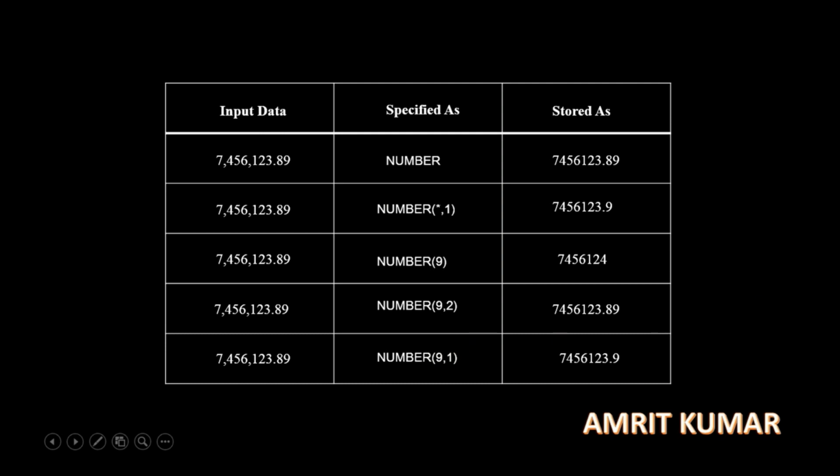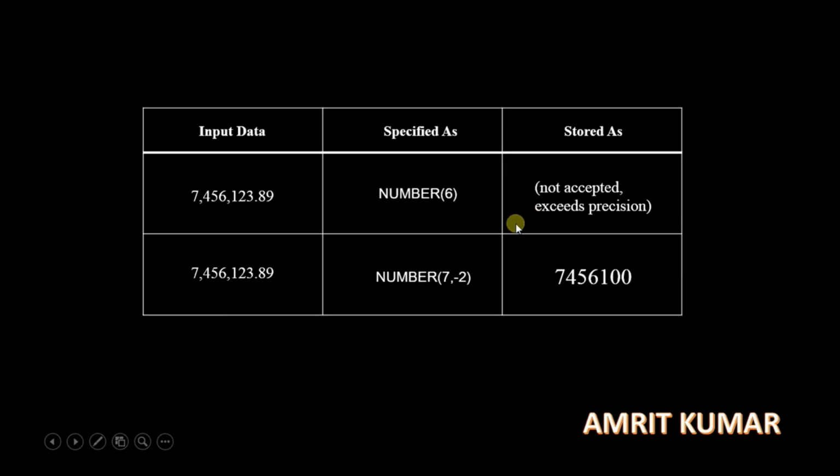So moving on to one more example. Again the user has entered that value, 7,456,123.89. Now I have specified the number as 6. So what will it say? It will not accept your value and it will write exceeds precision, because our precision is less than that number. So it will not store that value. And this is the most important point.